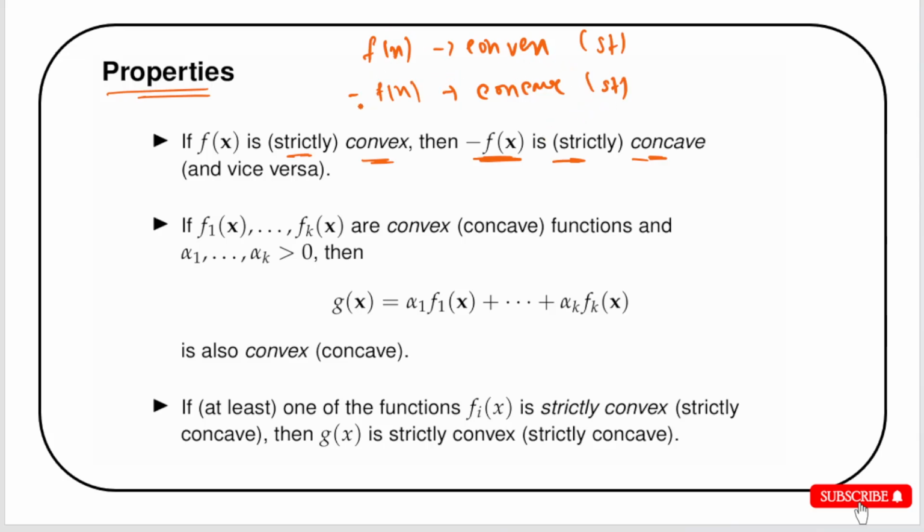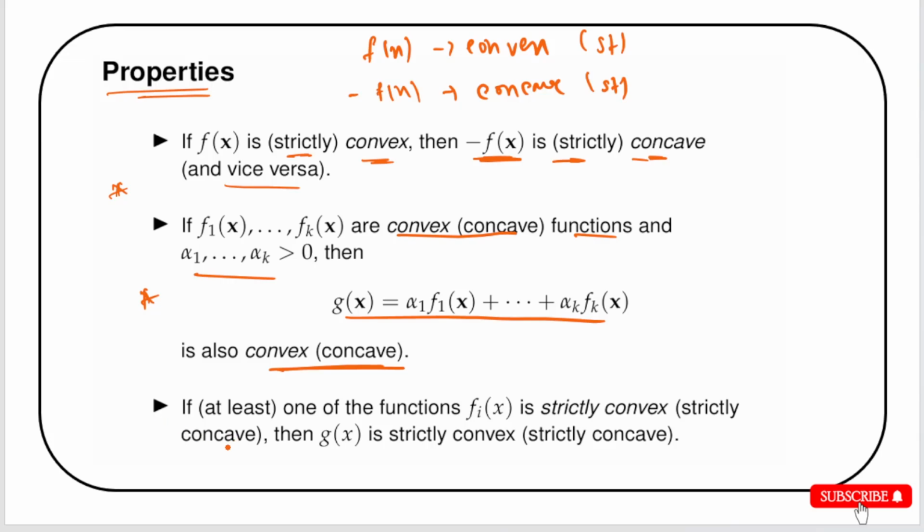If f(x) is convex, then minus f(x) will be concave, and vice versa. Again, if f1(x), f2(x) up to fk(x) are convex or concave functions, and alpha 1, alpha 2, alpha k are greater than 0, then if you take a linear combination or a convex combination of these, it will also be convex or concave. So if you take multiple convex functions or multiple concave functions, and take a linear combination of them, they will also be convex or concave. So this is also an important thing to remember.